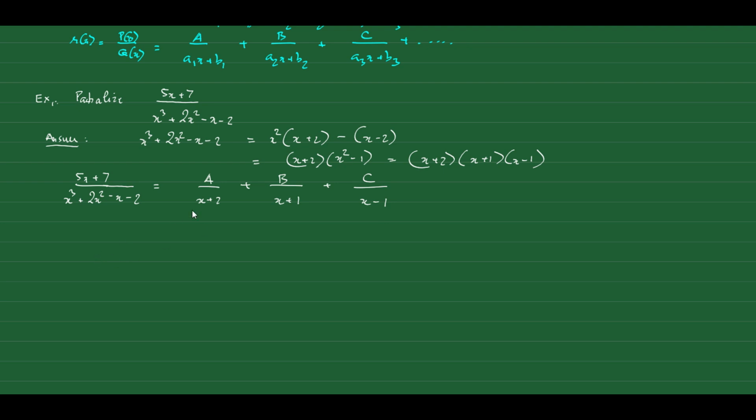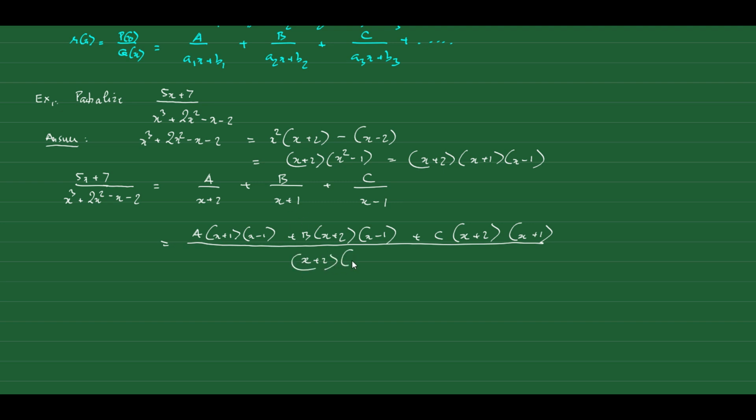Okay. Then what you have to do next is find the least common denominator here. So you're going to have x plus 1, x minus 1 here, and then B with x plus 2 and x minus 1 here, and C with x plus 2 and x plus 1 here, and the denominator will be x plus 2, x plus 1, x minus 1.